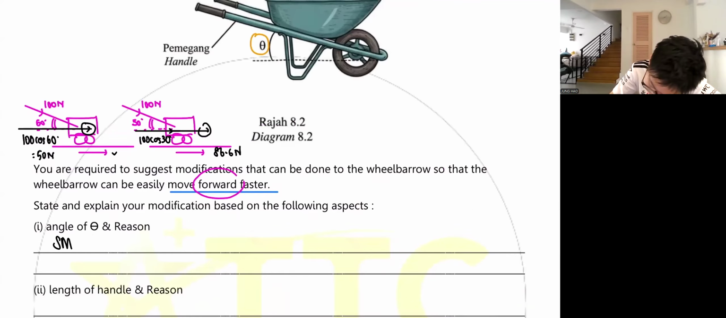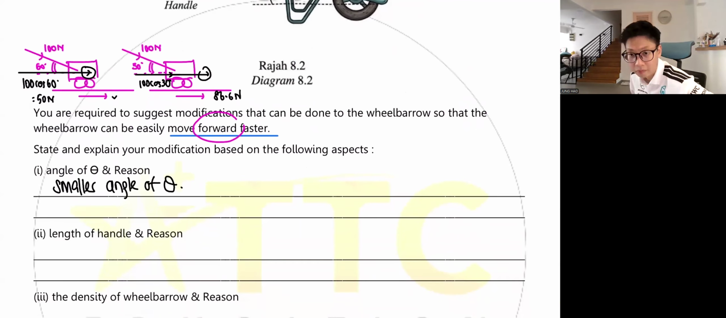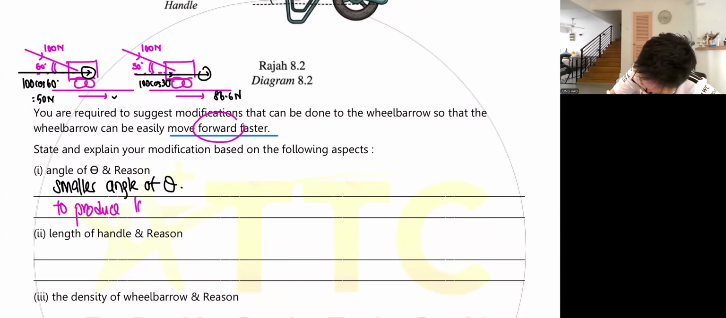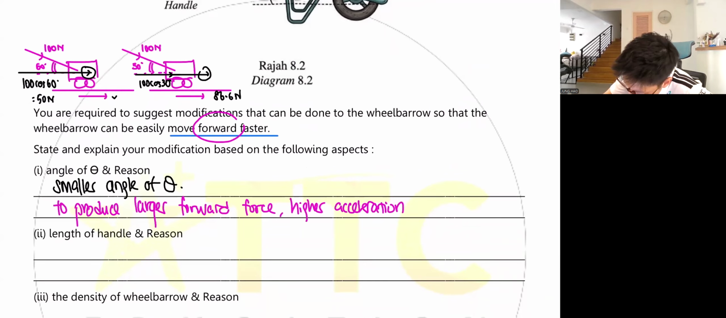So I want my angle of theta to be smaller. Therefore, I will be able to produce larger forward force, so therefore it will produce a higher acceleration. Okay, guys, just so you know, not only can you write larger forward force, you can also say larger horizontal force. Yeah, horizontal force also can. You don't write just force, you can write horizontal.